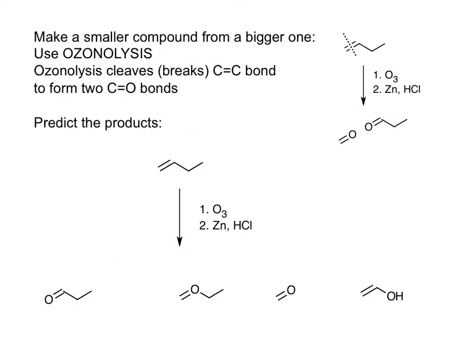organic chemists usually start with a small compound to make bigger compounds. But sometimes you want to make a smaller compound from a bigger one. You can use the ozonolysis reaction to do that. In the ozonolysis reaction, the carbon-carbon double bond breaks to form two carbon-oxygen double bonds.